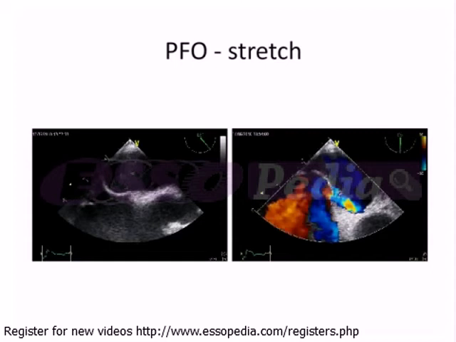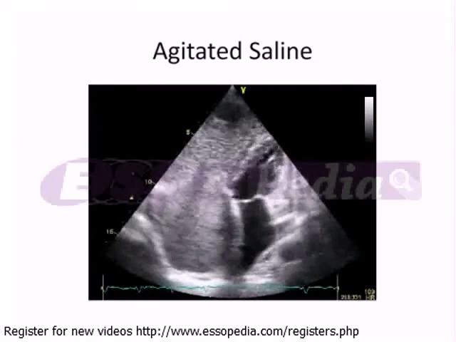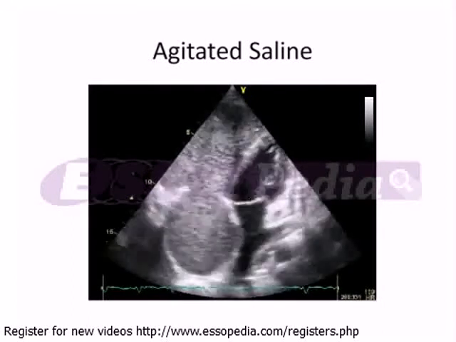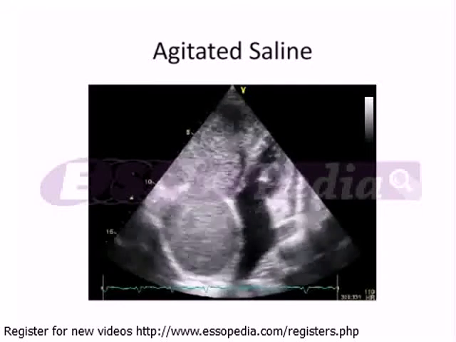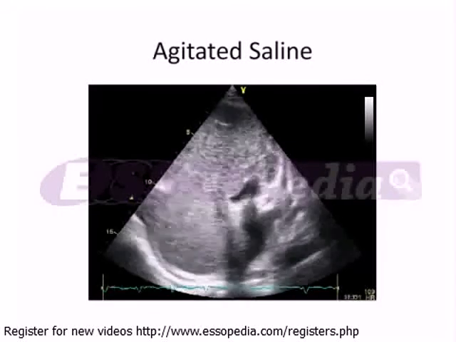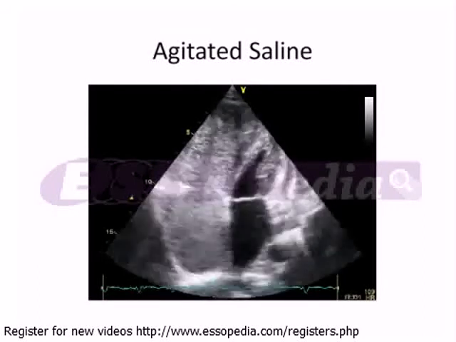That can be supplemented by using agitated saline contrast, which should be done only if you don't see a large PFO with significant right-to-left shunt. In this case, you see a severely dilated right ventricle and right atrium with a small pericardial effusion. Agitated saline contrast is given, and you see a moderate amount of bubbles opacifying the left heart.